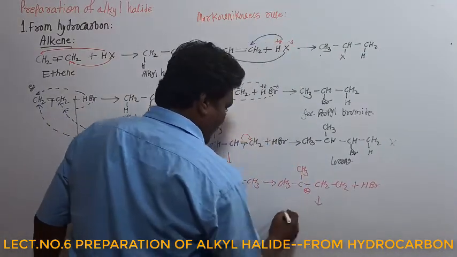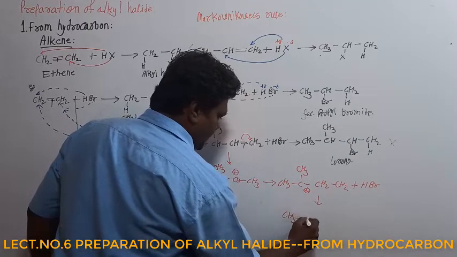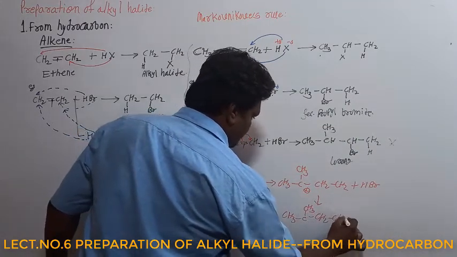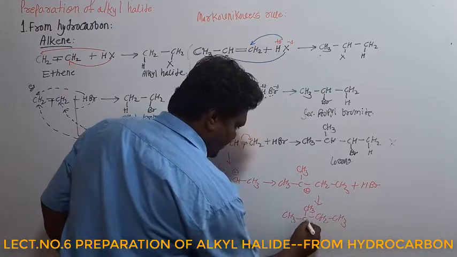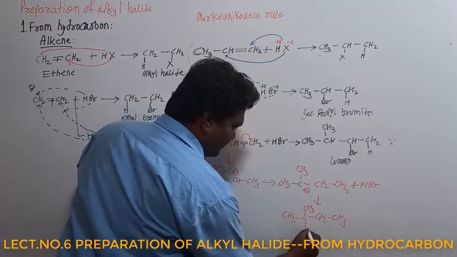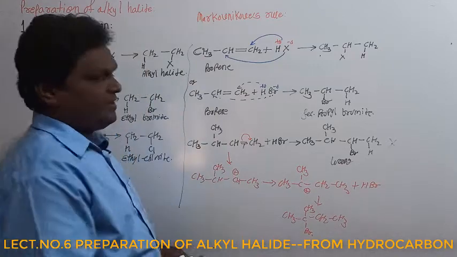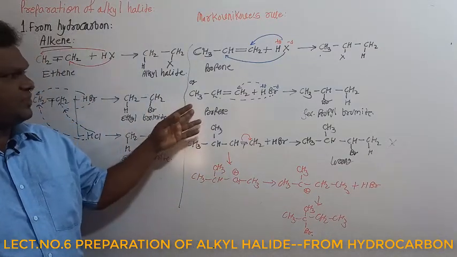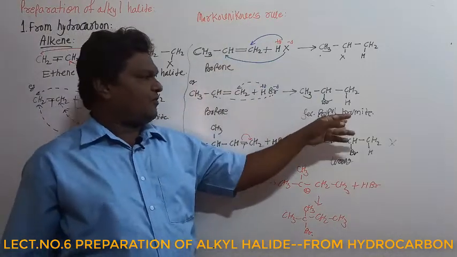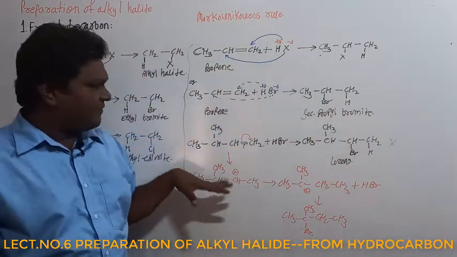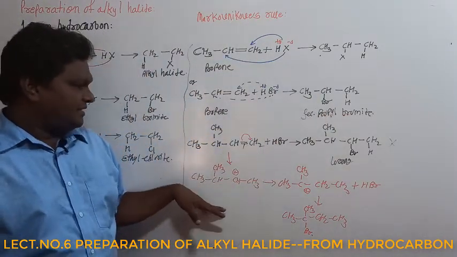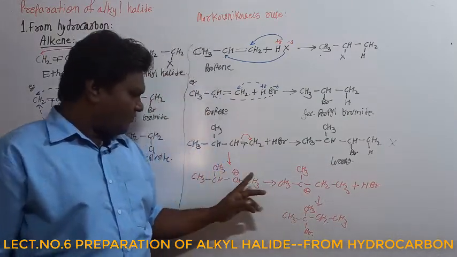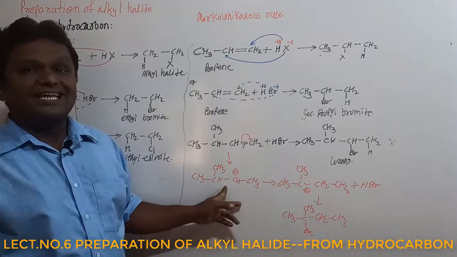You will get a compound CH3, CH3, CH2, CH3, and here you will get the bromine atom. So if a reaction like this comes in the exams, definitely you are going to use Markovnikov's rule. But if this kind of example is asked in the exam, then not this. According to Markovnikov's rule, you are going to get this because of hydrogen shift or rearrangement reaction.